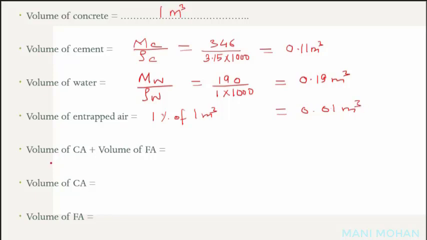meter cube. Now comes what will be the volume of aggregates. Now when I say volume of aggregate, it is comprising coarse aggregate as well as fine aggregate. So volume of cement plus volume of water plus volume of entrapped air plus volume of aggregates will be equal to 1 meter cube. So I will be able to compute the volume of aggregates. This will be nothing but 1 minus volume of cement minus volume of water minus volume of entrapped air. So the total aggregate volume will be 0.69 meter cube.